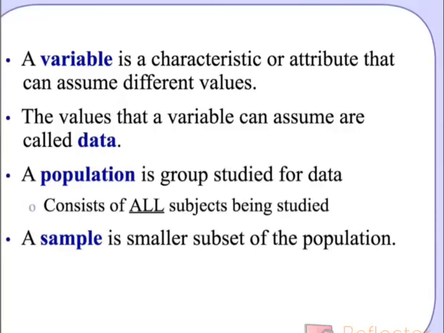There are two different things that we look at when we're studying data. A population is the entire group that is being studied. It consists of all subjects that are being studied, which means if I want to look at students at Grayson College, the population would be all students at Grayson College. A sample is just a small subset of that, meaning the people that I can actually survey, the people that I can actually pick up. It's a smaller sample of that.